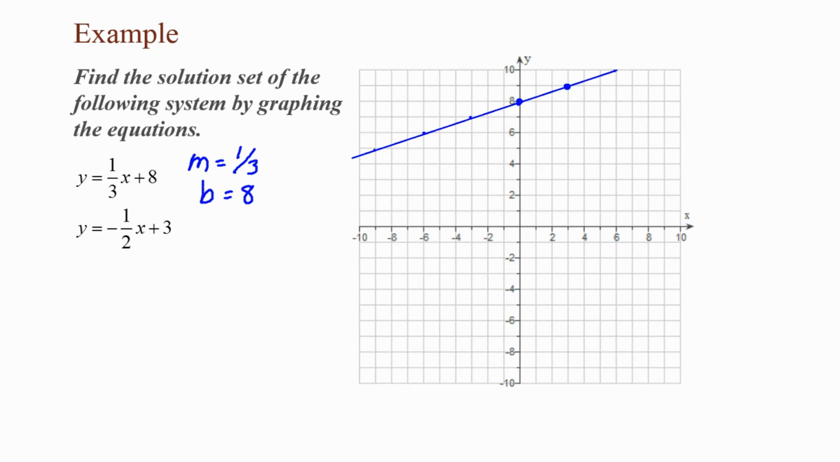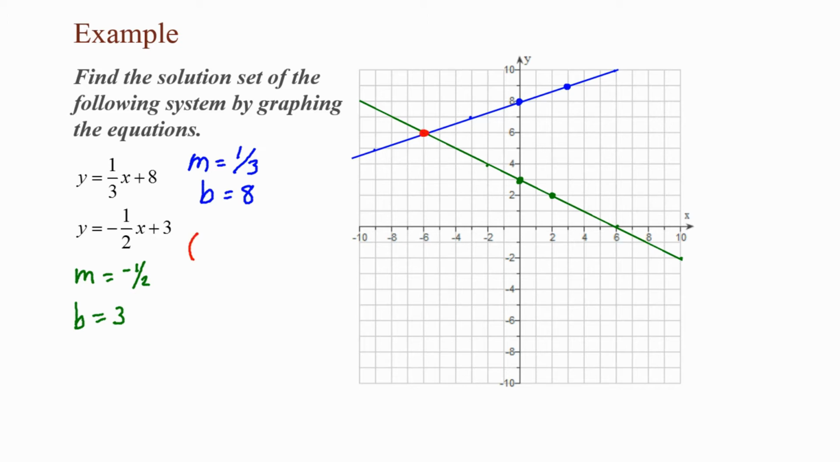Now I have the line for y equals 1/3 x plus 8. So I'm ready to graph my other line. For y equals -1/2 x plus 3, my slope is -1/2, and my y-intercept is 3. So starting with my y-intercept, I then go down 1 over 2, and I can do that as many times as I need to, making as many points as I need. Then draw your line. Now that we have both of our lines on our graph, we're ready to figure out if they cross.